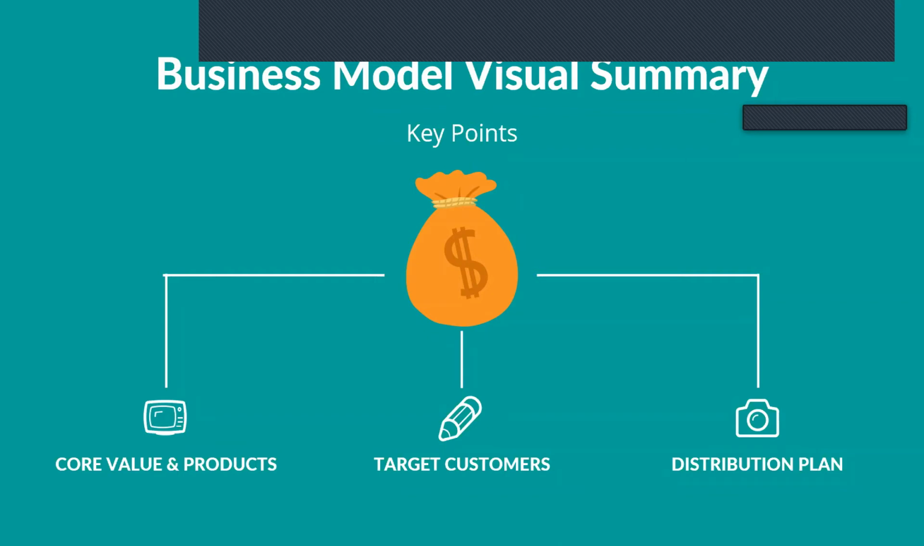And then your target customers, you would say women between the ages of 25 and 54 in Chesterfield County, or women between the ages of 25 and 54 in the Tri-Cities area, or women between ages 25 and 54 in this specific or these specific zip codes, and your distribution plan.